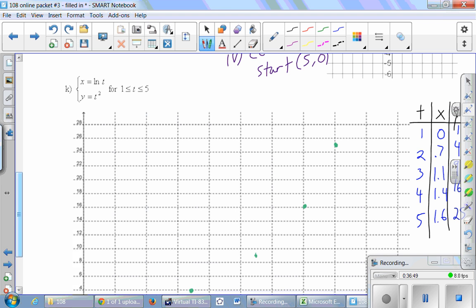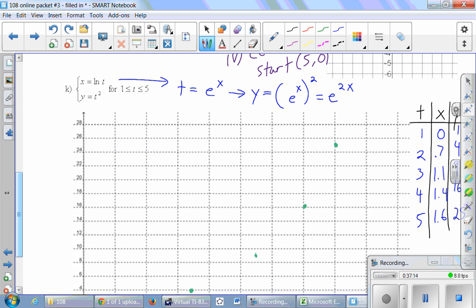So let's eliminate the parameter. Here we're going to solve for t. So hit both sides with an e, or just use the definition of what x equals ln of t means. It means e to the x is t. And then we're going to plug that into the other equation. So y is equal to t squared, which is really e to the x squared, or e to the 2x.